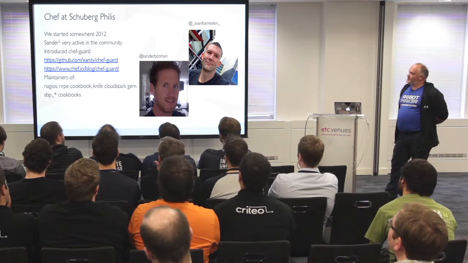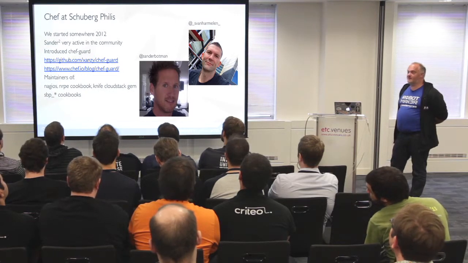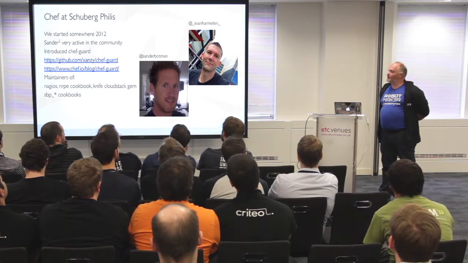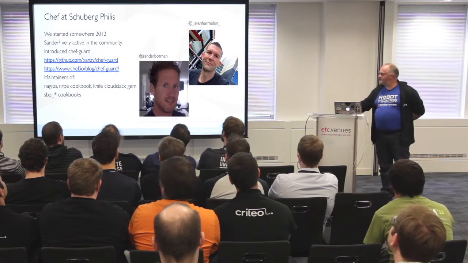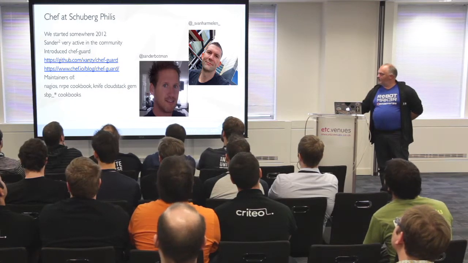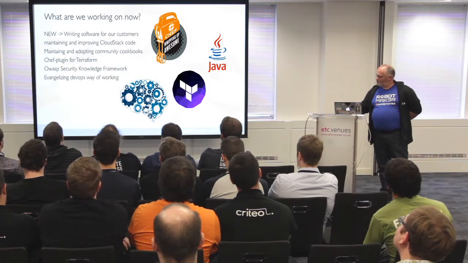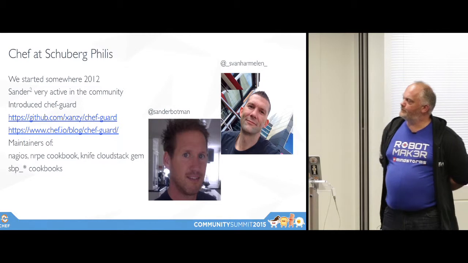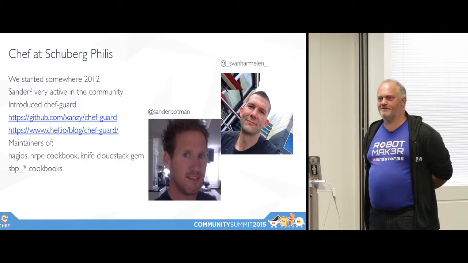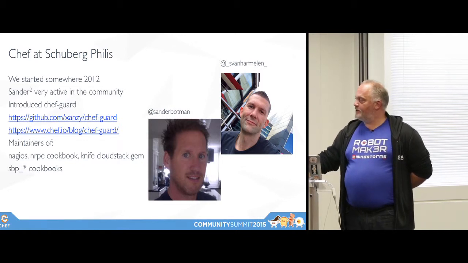They are maintainers of a lot of cookbooks, and they also built a tool called Chef Guard, which basically freezes cookbooks so that when you deploy or redeploy, you will get the same cookbooks on your server. Sander is also the maintainer of the Nagios cookbook, because nobody maintained it. Well, he took it over from someone. I encourage you, because there are still cookbooks in the Chef supermarket that need to be adopted, or you can work on cookbooks yourself.